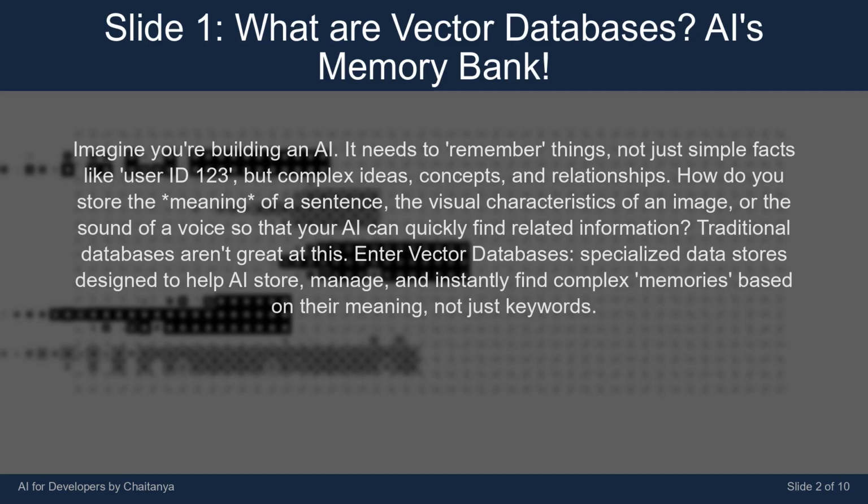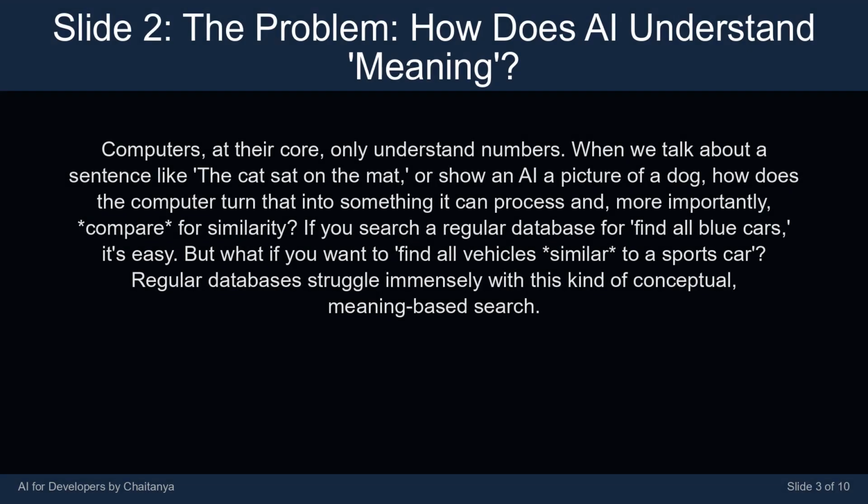meaning, not just keywords. Computers, at their core, only understand numbers. When we talk about a sentence like, "The cat sat on the mat," or show an AI a picture of a dog, how does the computer turn that into something it can process and, more importantly, compare for similarity? If you search a regular database for "find all blue cars," it's easy. But what if you want to find all vehicles similar to a sports car? Regular databases struggle immensely with this kind of conceptual, meaning-based search.